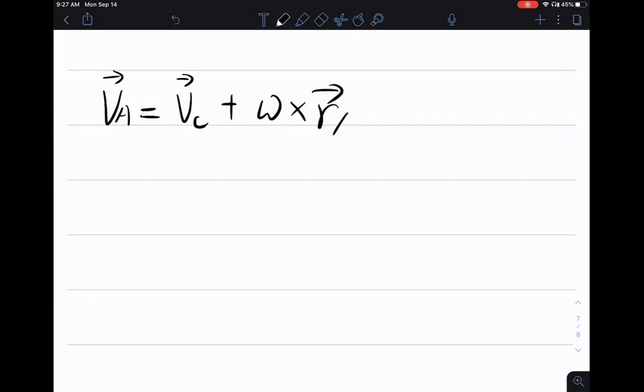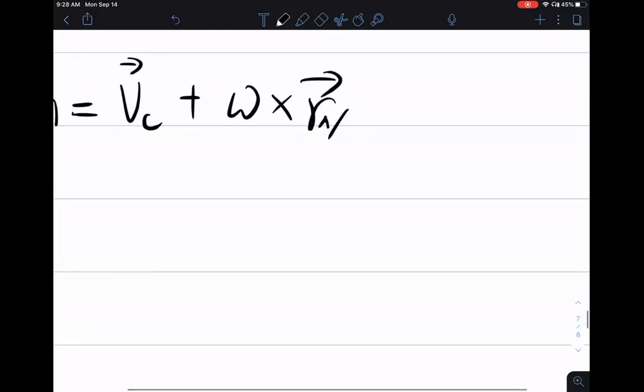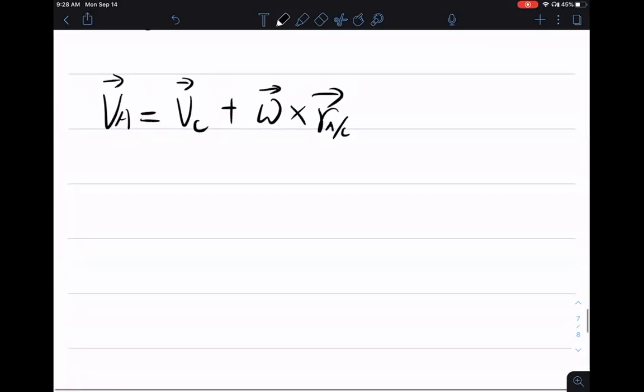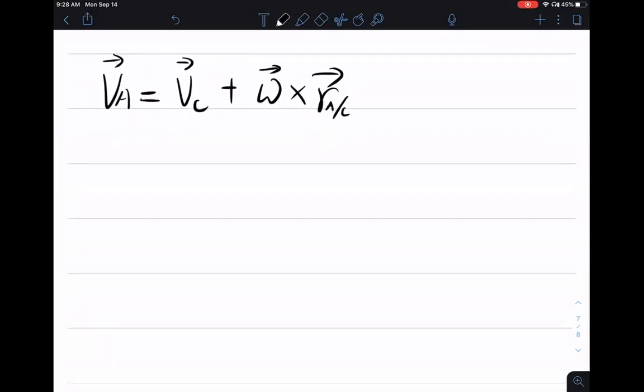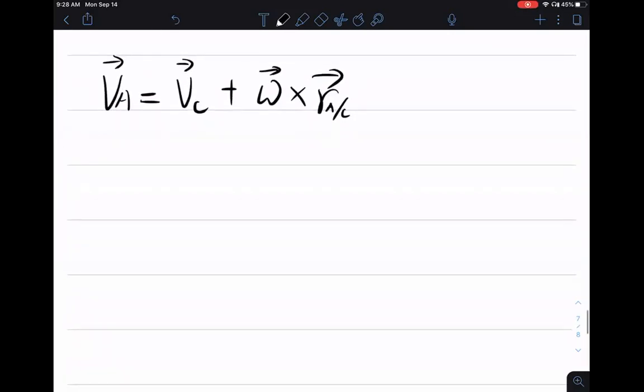AC, where's AC? Should be RA/C. Yes. What is another thing I'm missing? Vector. Omega should be a vector. Okay. Now we can substitute everything we know about VA, VC, and RA/C.